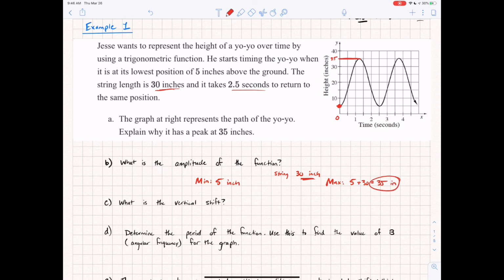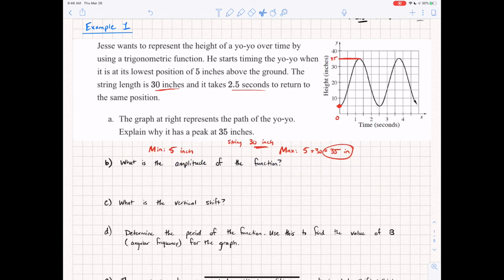Oh, sorry, I put that in the wrong spot. This goes up here for A. All right, so that's why it has a peak at 35 inches. All right, so what about part B? What is the amplitude of the function?